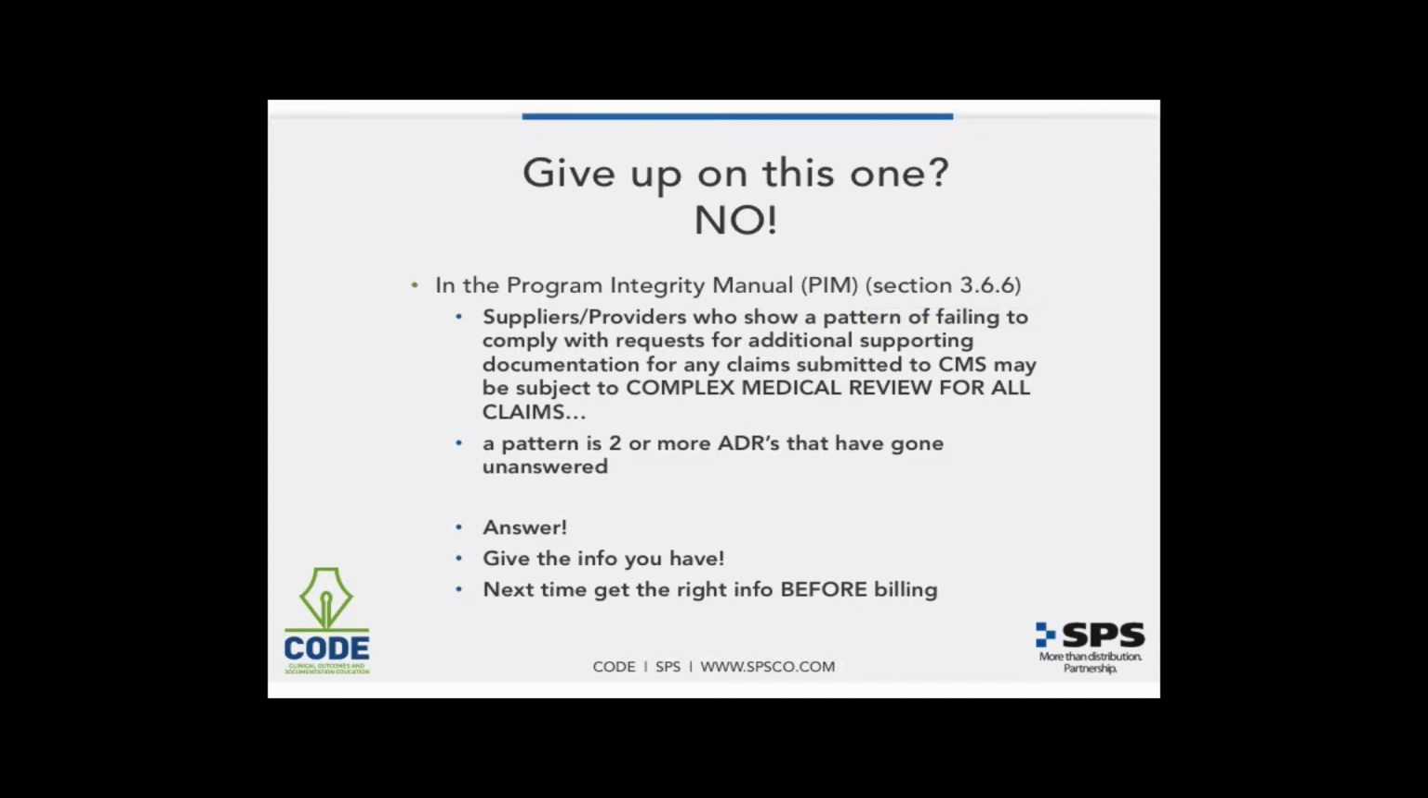In the Program Integrity Manual, and you can look up this section if you want, it says that if you don't respond to the additional documentation request for the complex review, and in this case we might say, we're not going to respond or we're not going to send what we have because we recognize it's not good enough and it doesn't meet the requirements, that is worse than sending what you do have, right? If you send nothing, it's a problem.